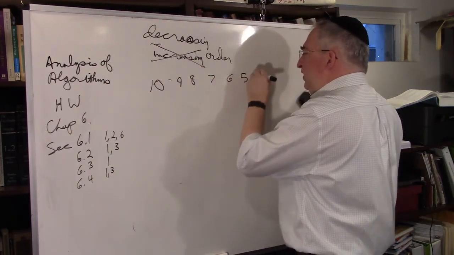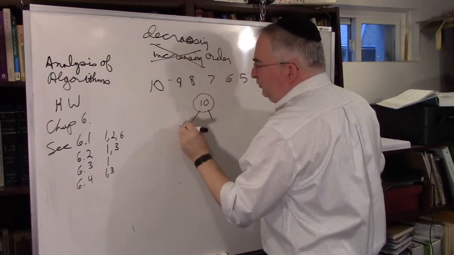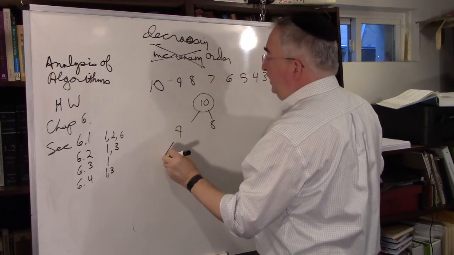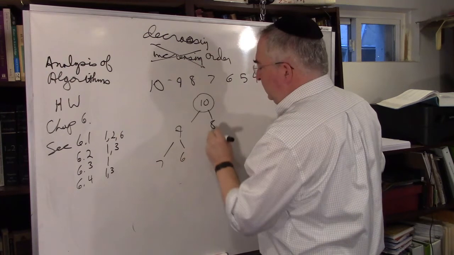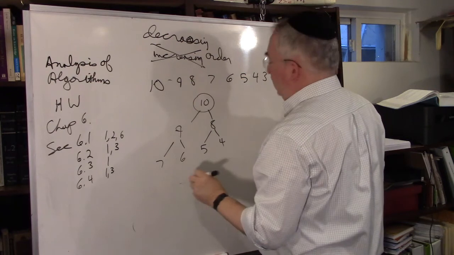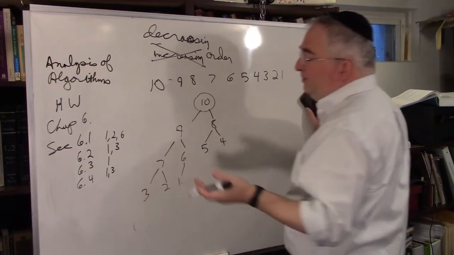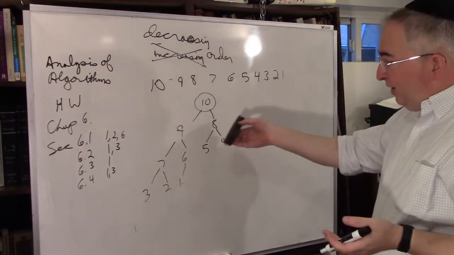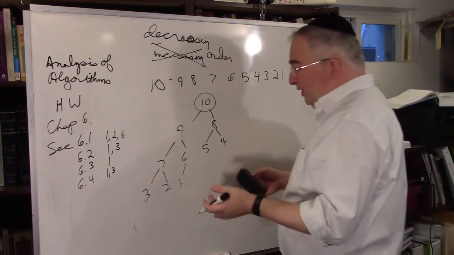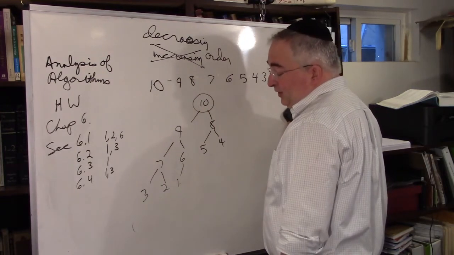7, 6, 5, 4, 3, 2, 1. Okay? Well, 10 has two children, 9 and 8. 9 has two children, 7 and 6. 8 has 5 and 4. Okay? 3 and 2, 1. Okay, the main point is that's already a heap. Okay, that's already a heap. That has every father, because it's decreasing, every father is larger than all its children.